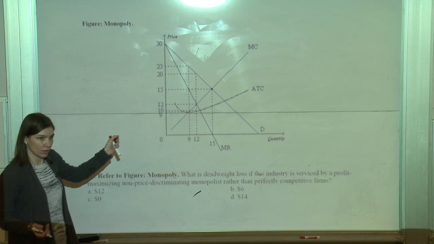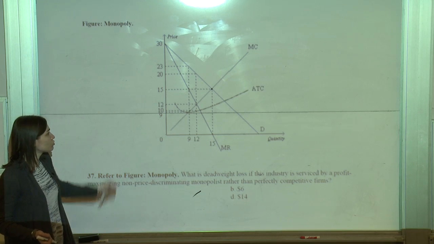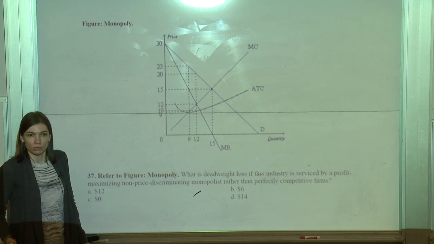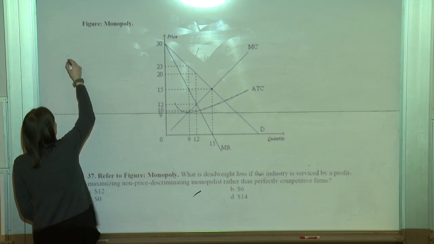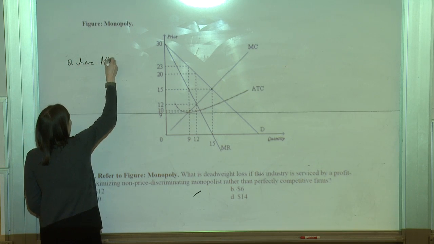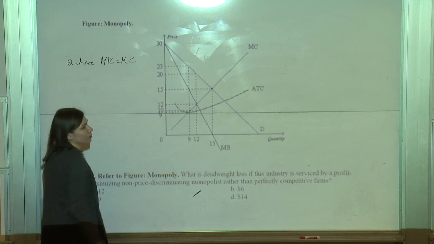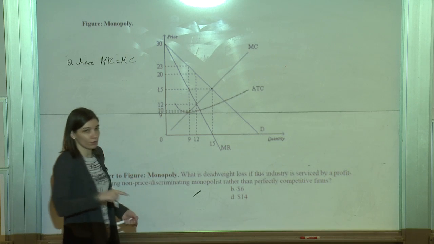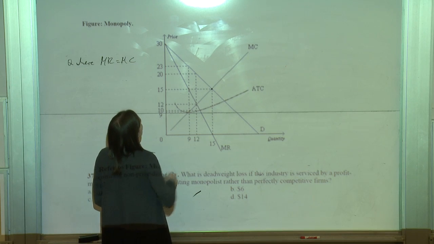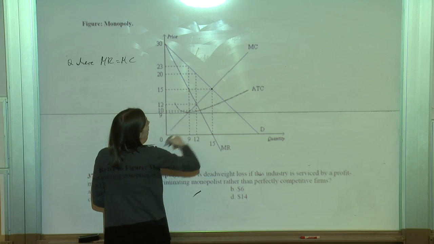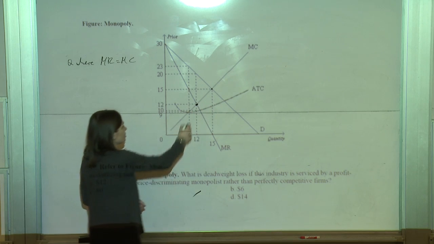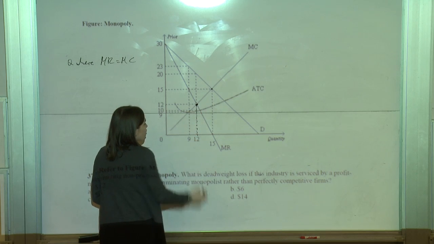However, this is monopoly now. So there's just one firm that's a monopolist. Their decision rule is, again, they're going to produce the quantity where marginal revenue equals marginal cost. That's always going to be the case. However, for a monopolist, where is it? So this is their marginal revenue curve. This is their marginal cost. That's where they intersect. So they're going to be producing a quantity of 12.